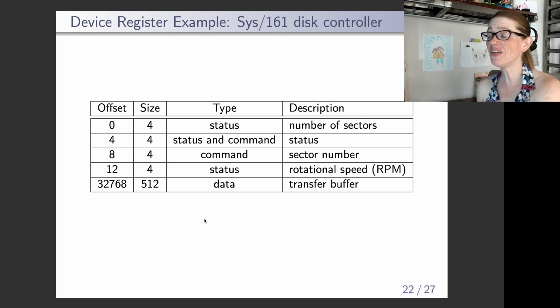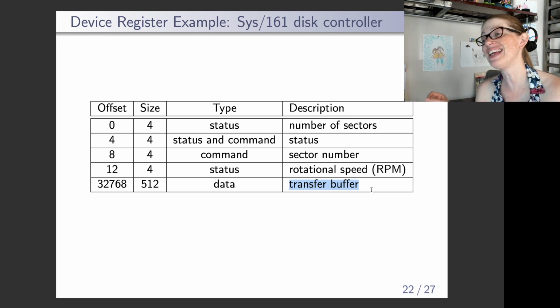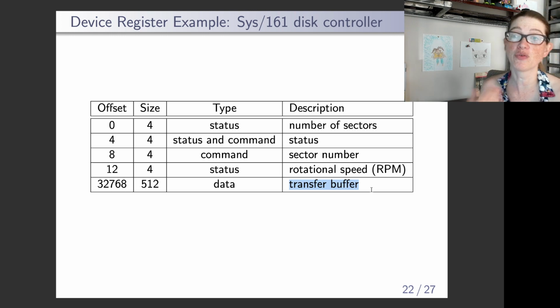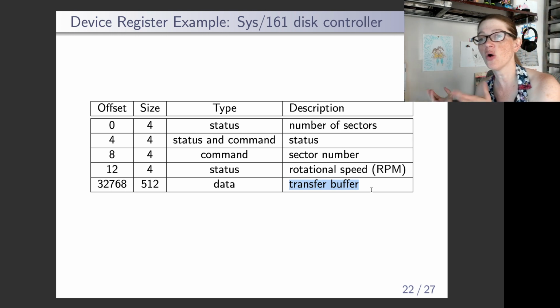And then we have a very large device register, which is the size of an entire sector. It's 512 bytes, and that is our transfer buffer. So if we are writing to the disk, we will put 512 bytes of data into the transfer buffer. And if we are reading, the disk will put 512 bytes in here that we are responsible for reading from. So this is either where we put data to go onto the disk or we read data to get it off of the disk.